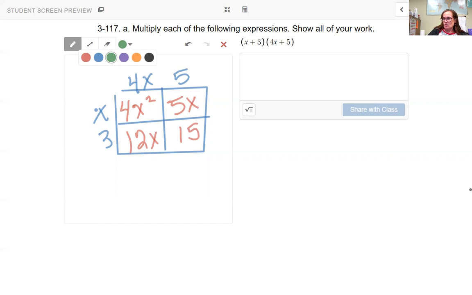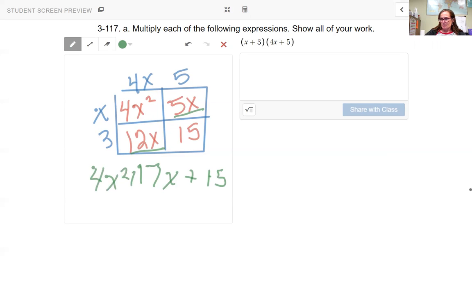So I've got 4x squared, 5x, 12x, and 15. The only two we can combine is the 5x and the 12x. So 5x plus 12x is 17x. We have 6 plus 17x plus 15 and plus the 4x squared. Okay.